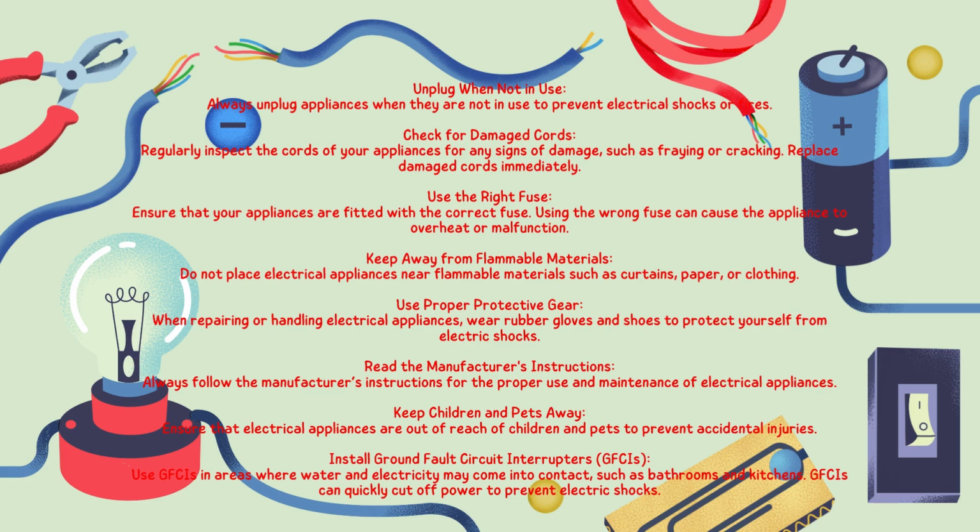The fifth one is use proper protective gear. When repairing or handling electrical appliances, wear rubber gloves and shoes to protect yourself from electric shocks. The next one is read the manufacturer's instructions. Always follow the manufacturer's instructions for the proper use and maintenance of electrical appliances. The seventh one is keep children and pets away. Ensure that electrical appliances are out of reach of children and pets to prevent accidental injuries.